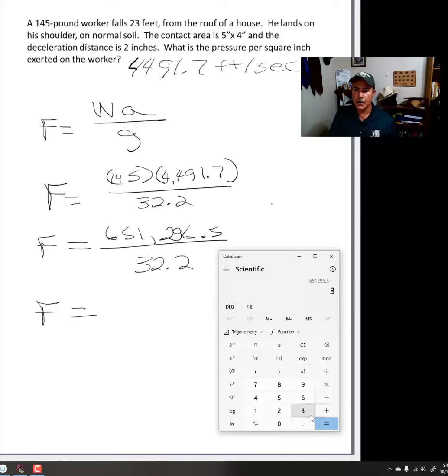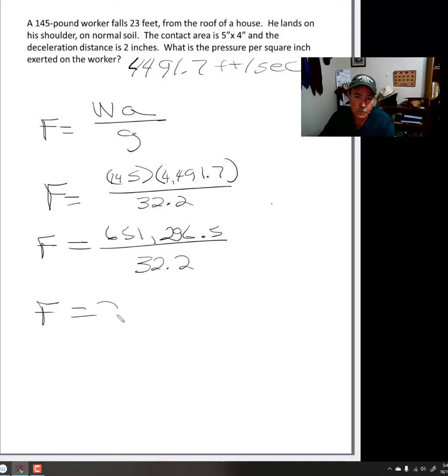Divided by 32.2 equals 20,226.6 pounds of force on the worker. That's how many pounds of force. And when the worker falls, a 145 pound worker falls 23 feet and lands on this type of soil with that contact area, there's over 20,000 pounds of force on their body.